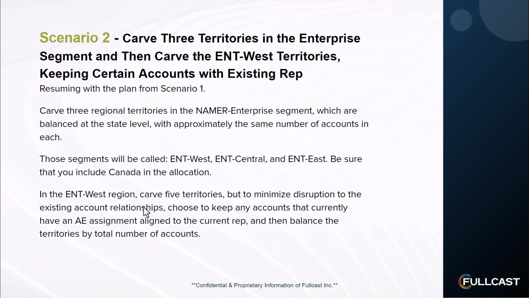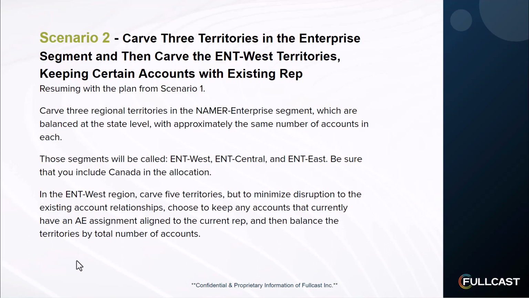Resuming from the plan from Scenario 1, carve 3 regional territories in the Namer Enterprise segment, which are balanced at the state level with approximately the same number of accounts in each. Those segments will be called Int West, Int Central, and Int East. Be sure that you include Canada in the allocation.